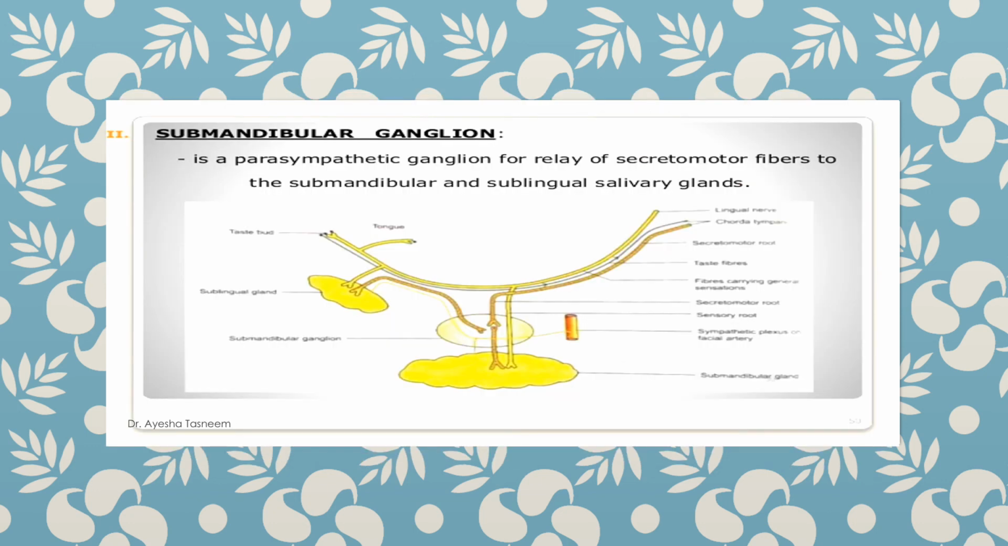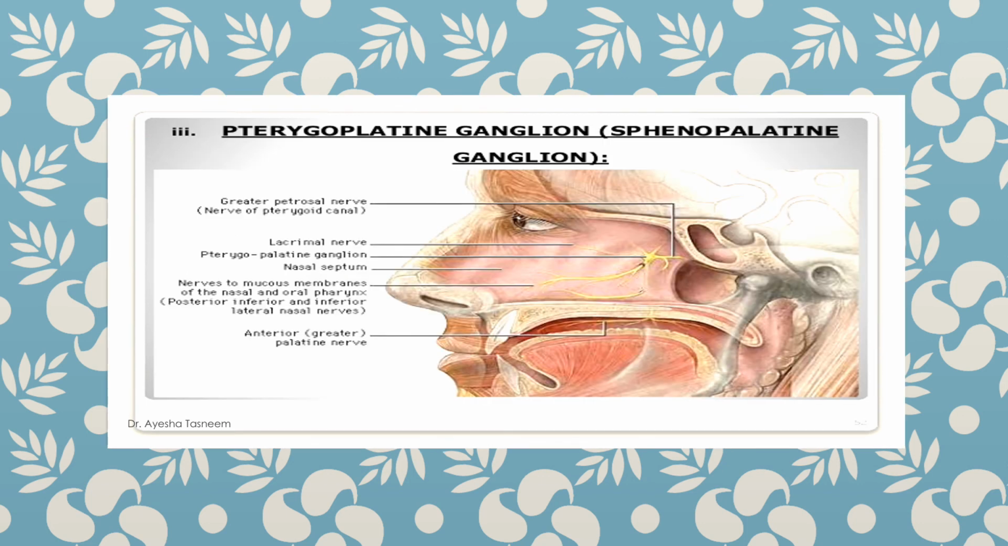The second is the submandibular ganglion, that is associated with the nerve, is a parasympathetic ganglion for relay of secretomotor fibers to the submandibular and sublingual salivary glands. The third ganglion that is associated with the facial nerve is the pterygopalatine ganglion. Here you can see the location of the pterygopalatine ganglion. It is the largest parasympathetic ganglion and serves as relay station for secretomotor fibers to the lacrimal gland, mucous glands of nose, paranasal air sinuses, palate, and the pharynx.